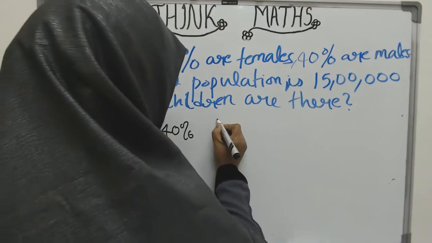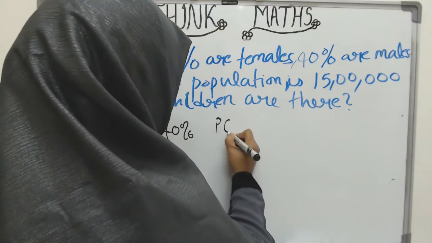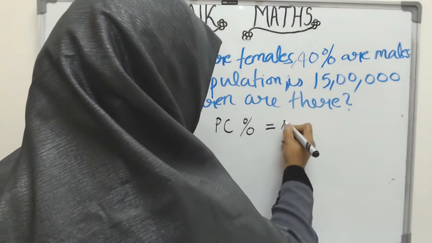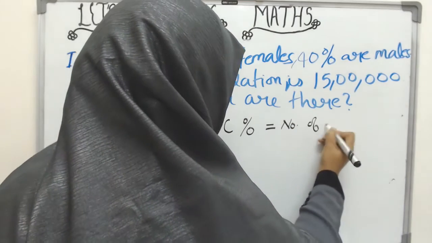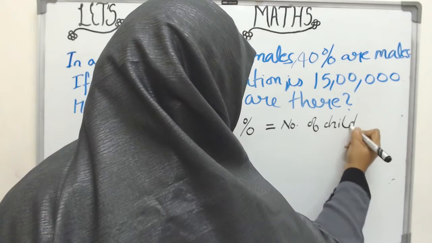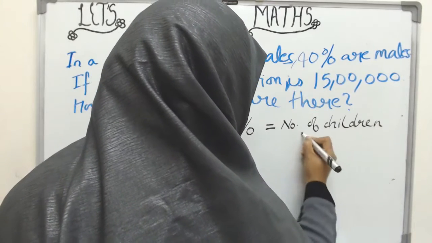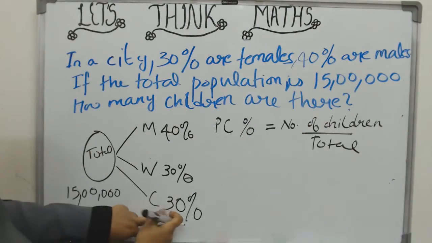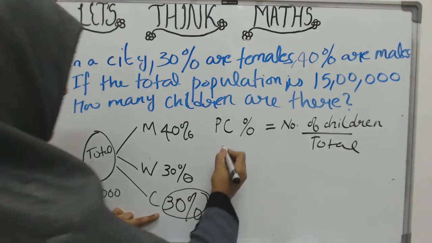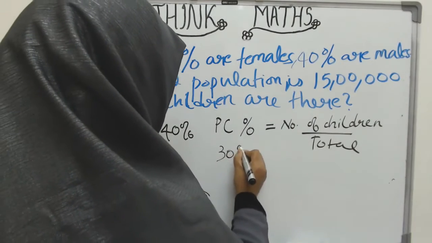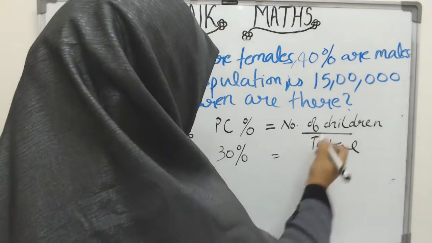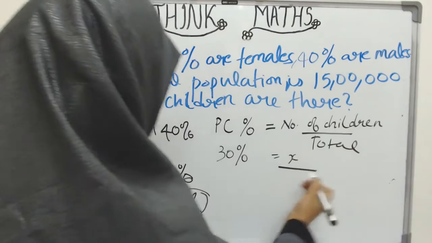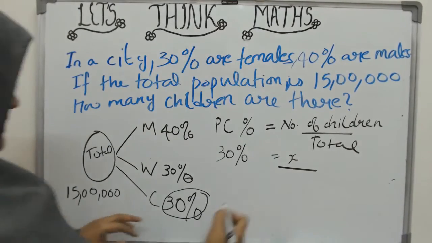So we know what the equation is, right? The percentage of children will be equal to the number of children by the total, right? So we know what the percentage of children here is. It is 30. And we don't know how many children are there. So suppose it is X. And we know the total, it is this.